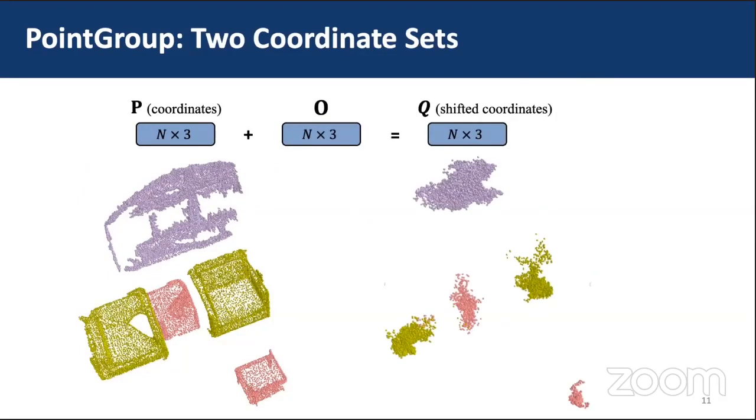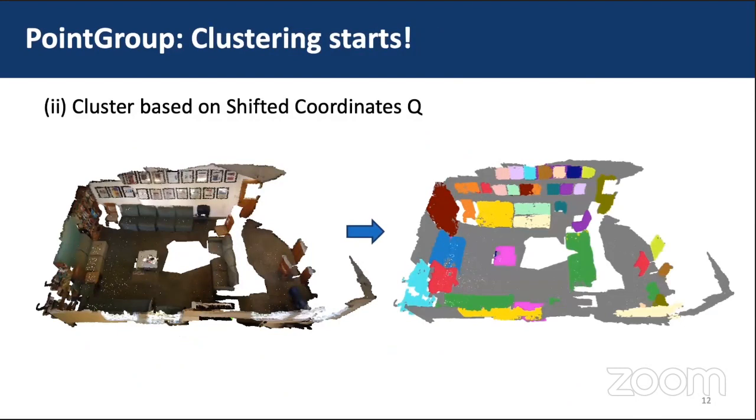However, remember that we have predicted an offset to instance center for each point. Thus, we could add the offsets to the original coordinates P to get the shifted coordinates Q. Nearby objects with the shifted coordinates will have larger void space between them. And clustering based on shifted coordinates Q could, to an extent, resolve the problem that happened on original coordinates. For example, the pictures on the wall are successfully separated.